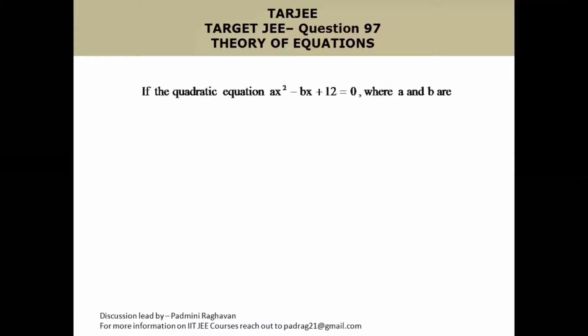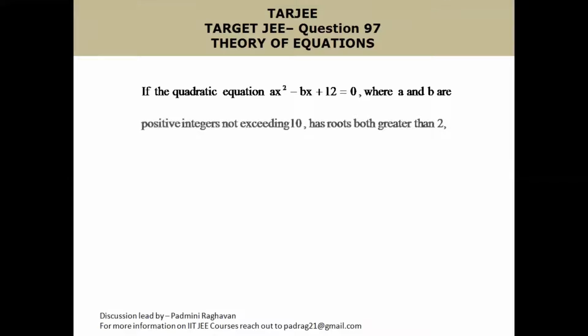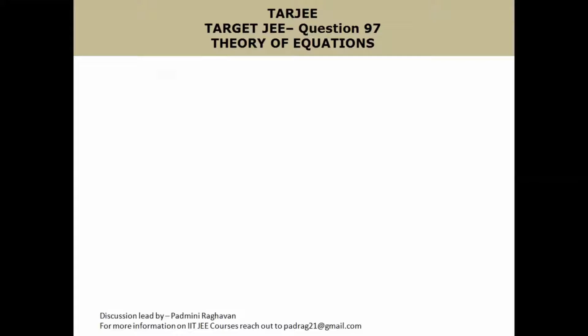If the quadratic equation ax² − bx + 12 = 0, where a and b are positive integers not exceeding 10, has roots greater than 2, the number of possible ordered pairs (a, b) is. This is a numerical type. Let us consider the given quadratic equation ax² − bx + 12 = 0.